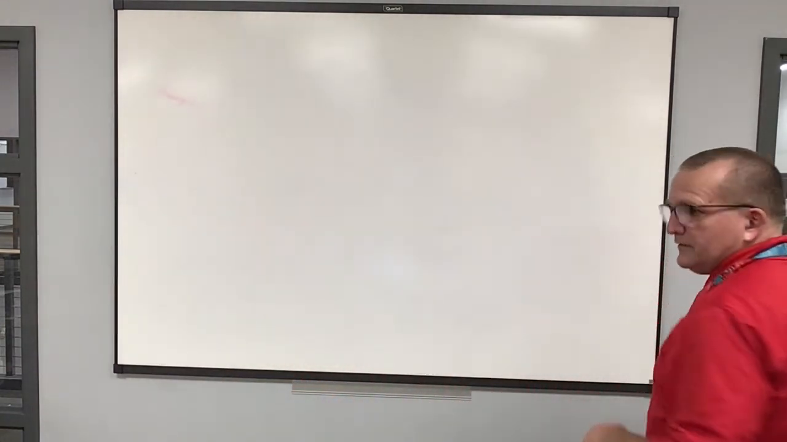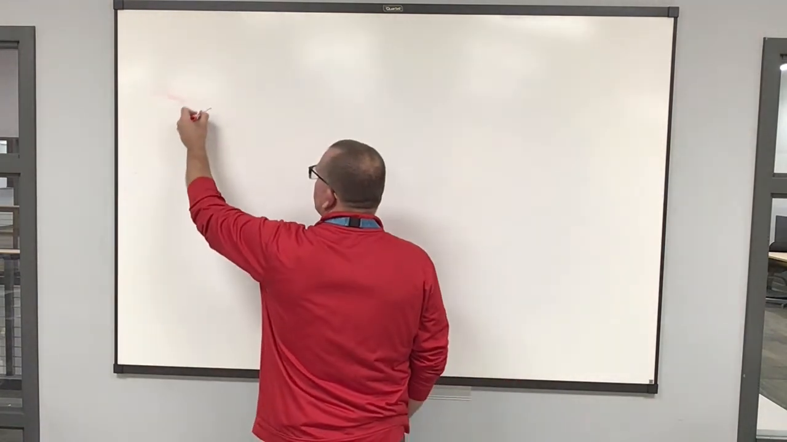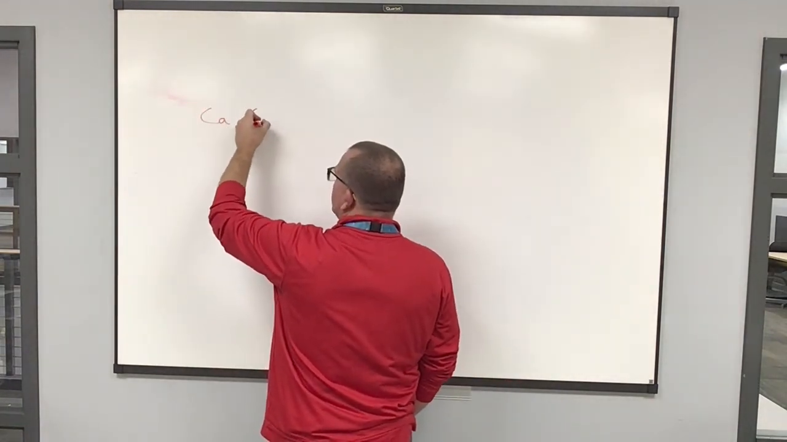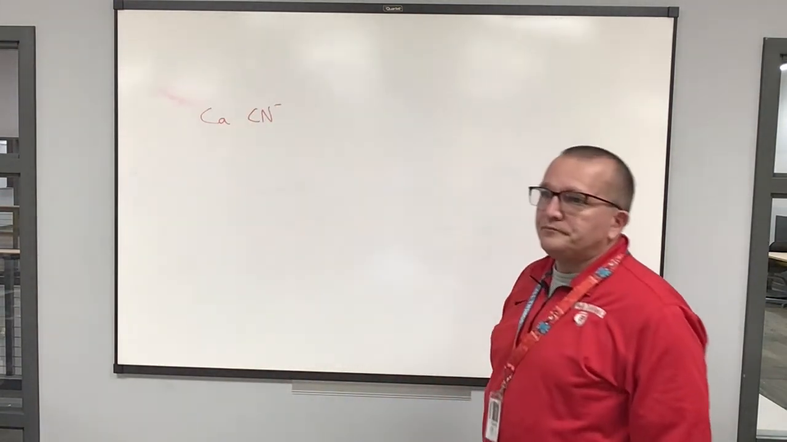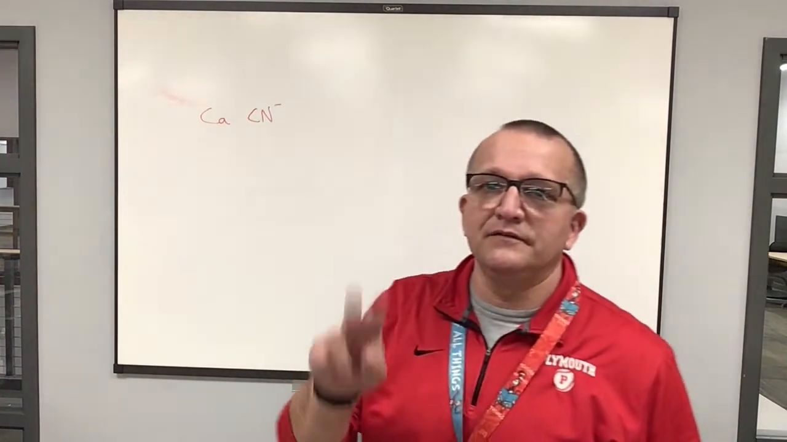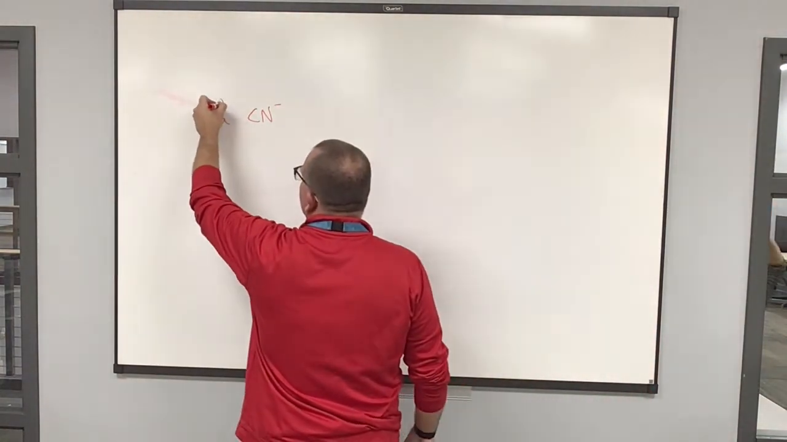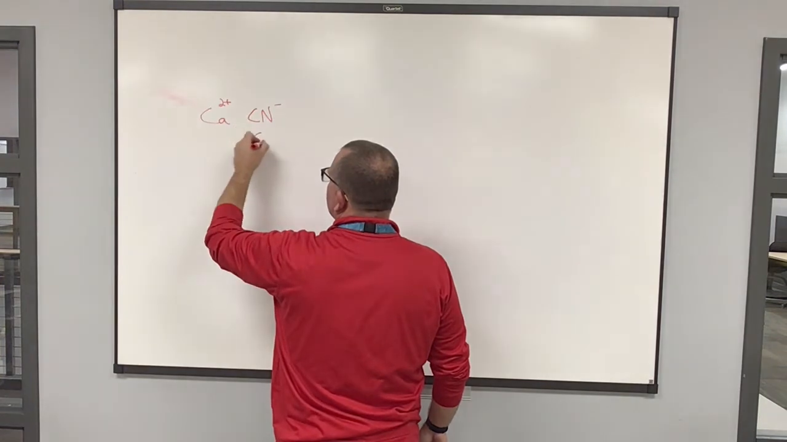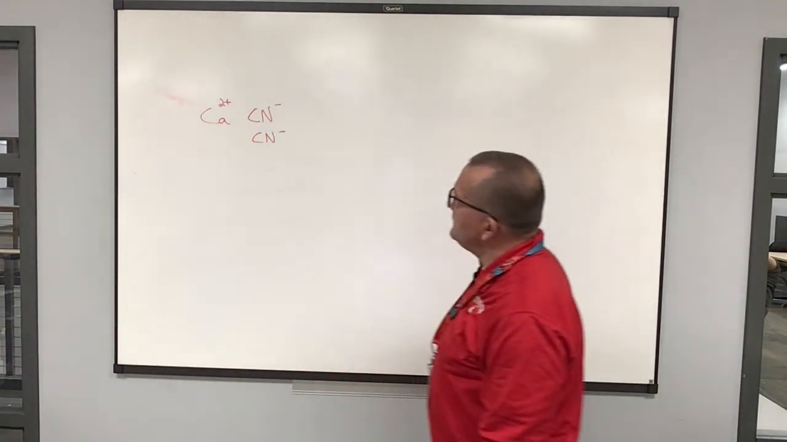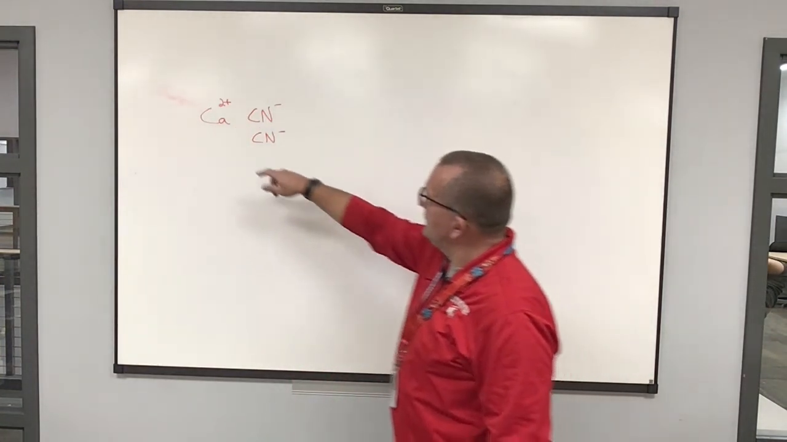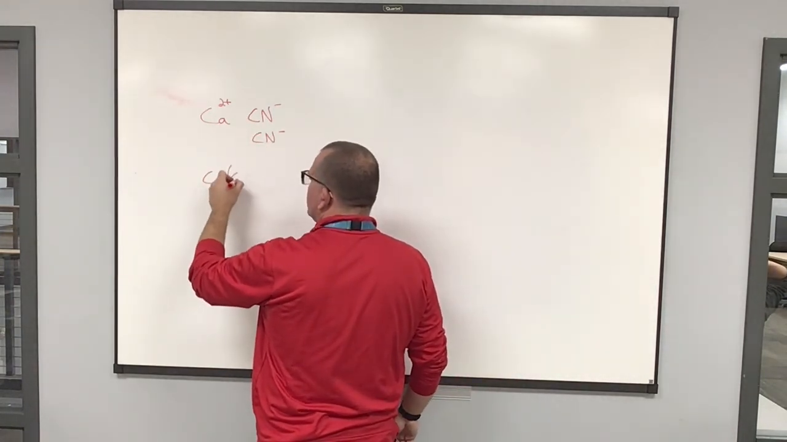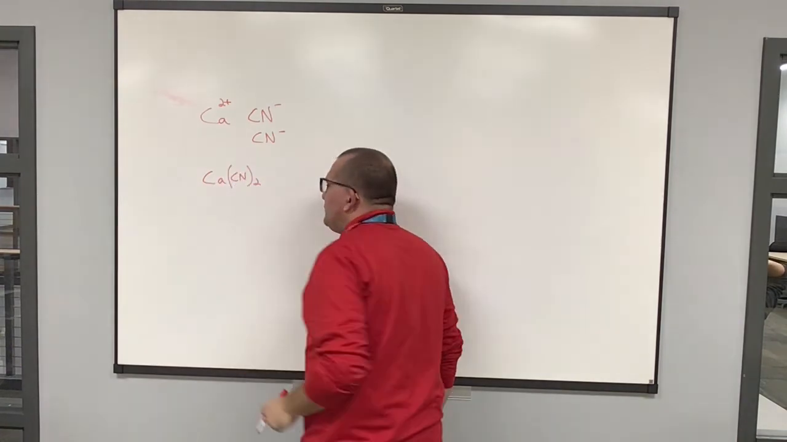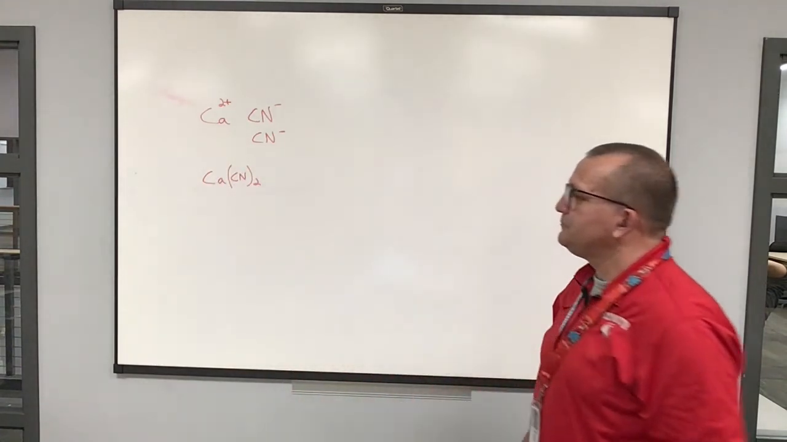So let's look at letter D, calcium cyanide. Calcium is Ca. Cyanide's polyatomic, big C, big N, with a negative charge. Calcium's group 2A metal, +2 charge. +2, -1. Add another negative to balance my charges. So I have 1 of these, 2 of these. Ca, and since cyanide is a polyatomic, I put parentheses around it and put a 2. Calcium cyanide.